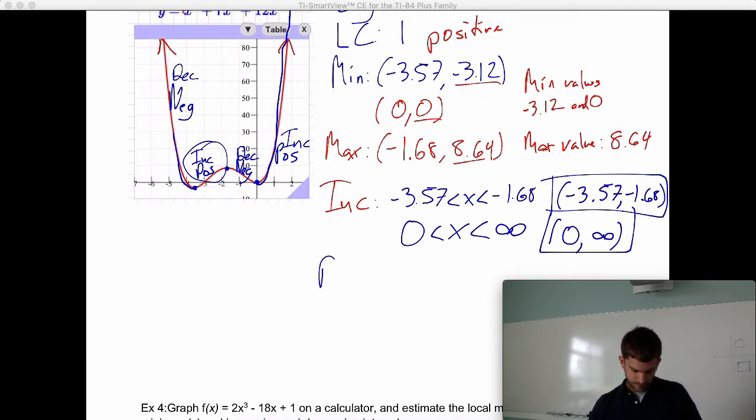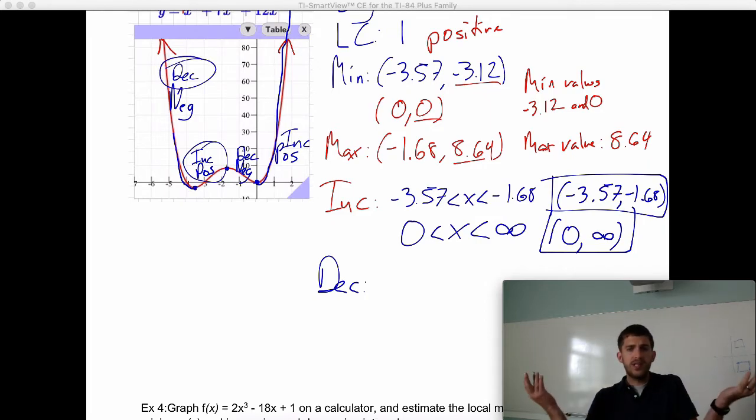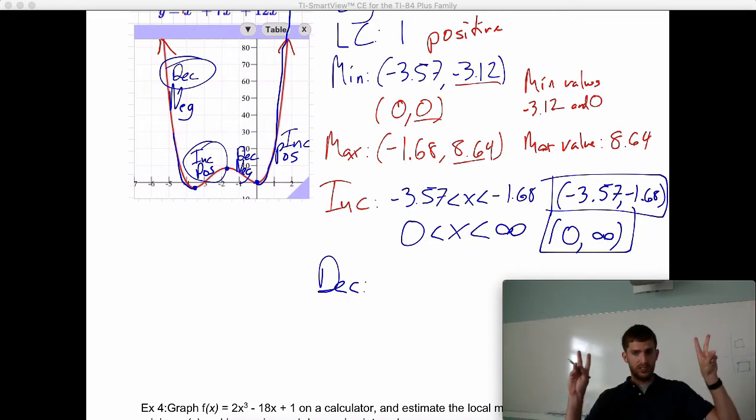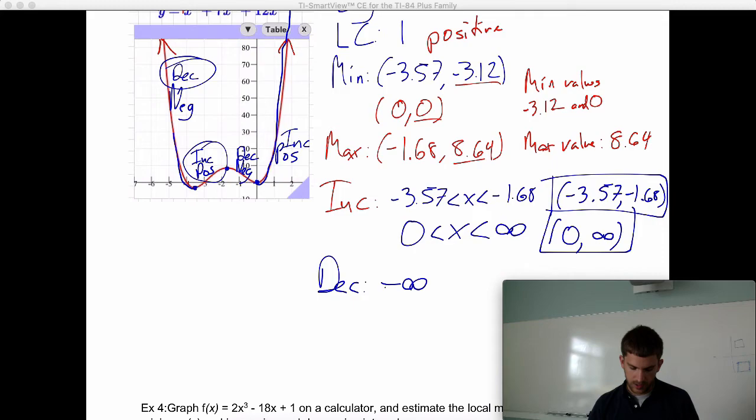Decreasing. Thinking about the inequalities for this left side here. Where's the left bound of that one? Where does it start on the left side? It doesn't. So we're going to say it quote unquote starts at negative infinity is less than x, and it stops decreasing once it gets back to this point here, when we already determined that x value is negative 3.57. Again, the shorthand notation, which we're going to start using more and more.